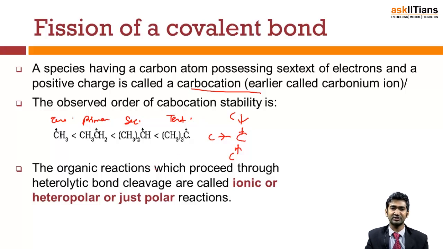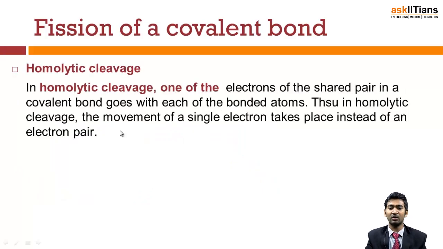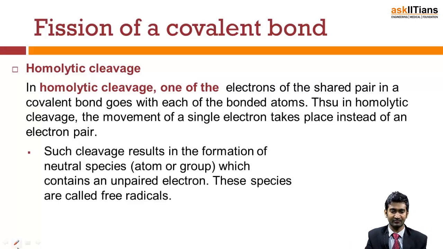And the organic reactions which proceed by heterolytic cleavage are known as ionic or heteropolar reactions. Now homolytic: it will be like two similar kinds of atoms. Like if you have Br2, then Br and Br. I will have half here, half here, and they both will acquire an electron each. They are known as radicals, free radicals, which have unpaired electrons.